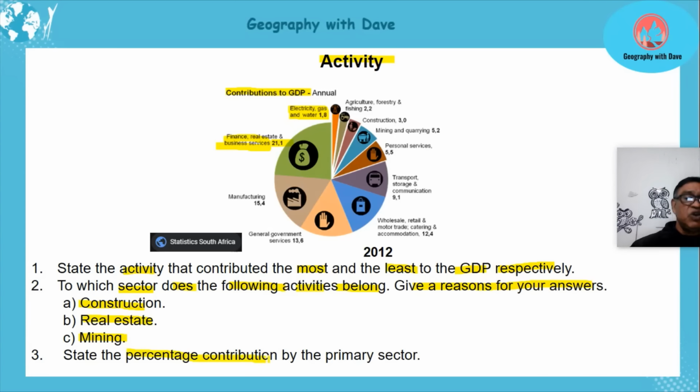State the percentage contribution by the primary sector. Now, what do I need to do here? I need to identify which ones are the primary sector. I'm looking here. I see there's agriculture here, 2.2. There's mining here, 5.2. So 2.2 plus 5.2 is 7.4. I'm checking now. These are all secondary and tertiary. So I got it. 2.2 plus 5.2 is 7.4%.